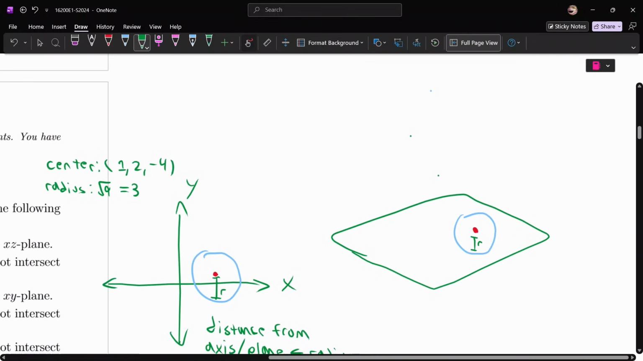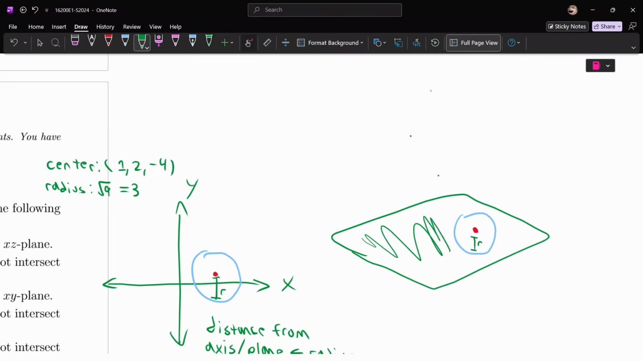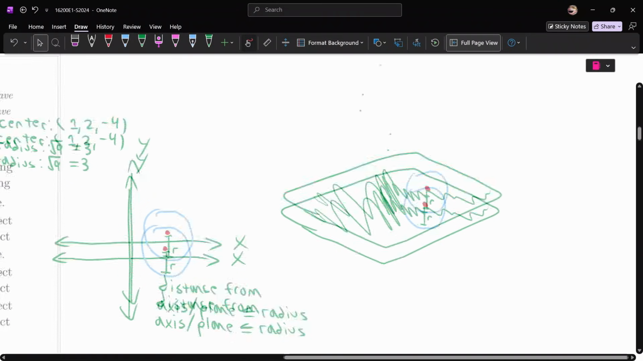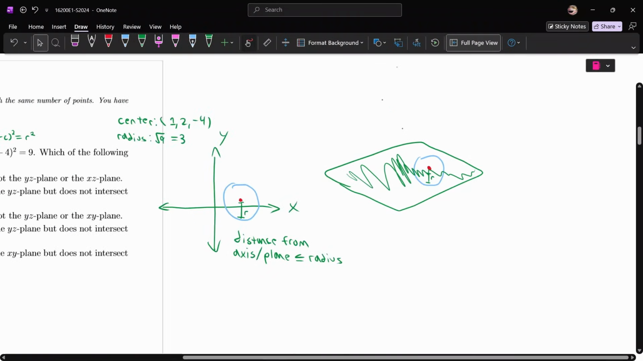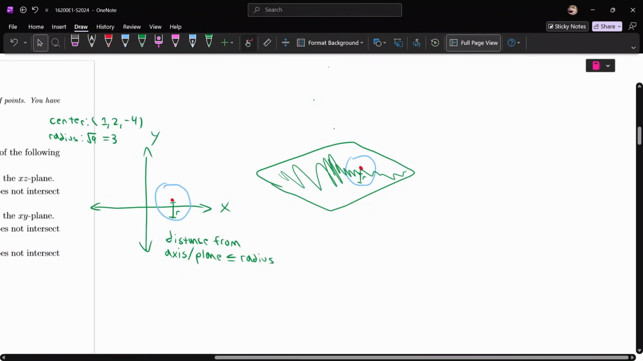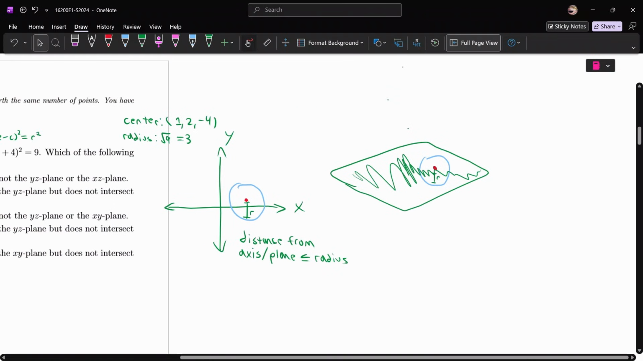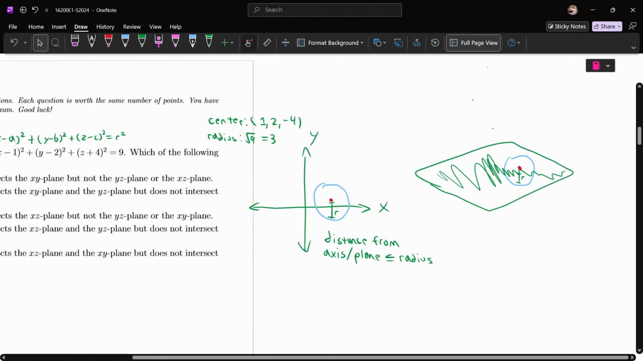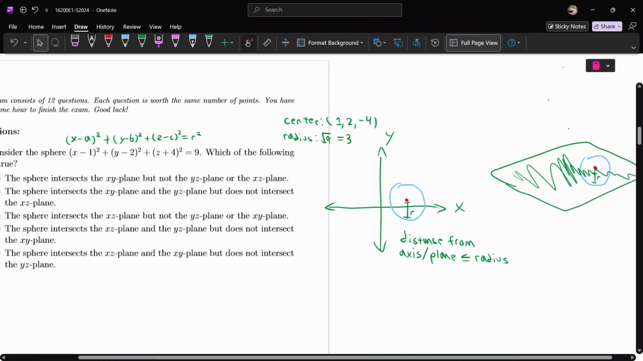You can see how this plane would intersect the sphere if the distance is less than or equal to the radius. It's not the best drawing, but I hope you can kind of see my point with that. So now from here we can use that information to figure out whether or not the planes of a 3-dimensional space are going to intersect with our circle here.